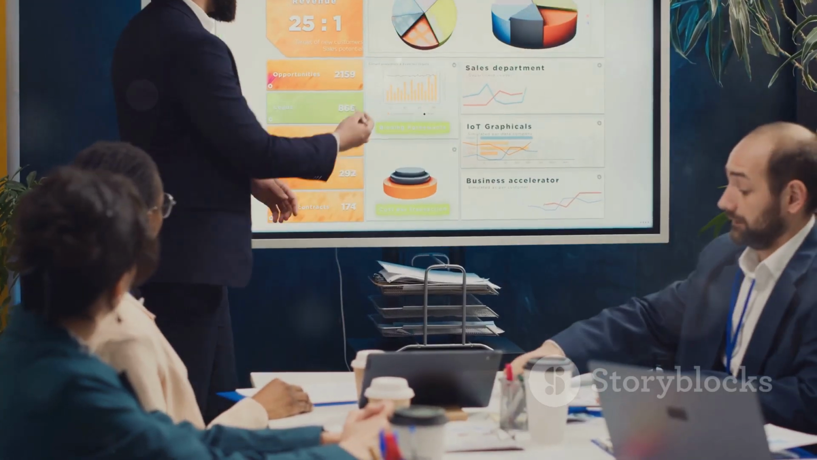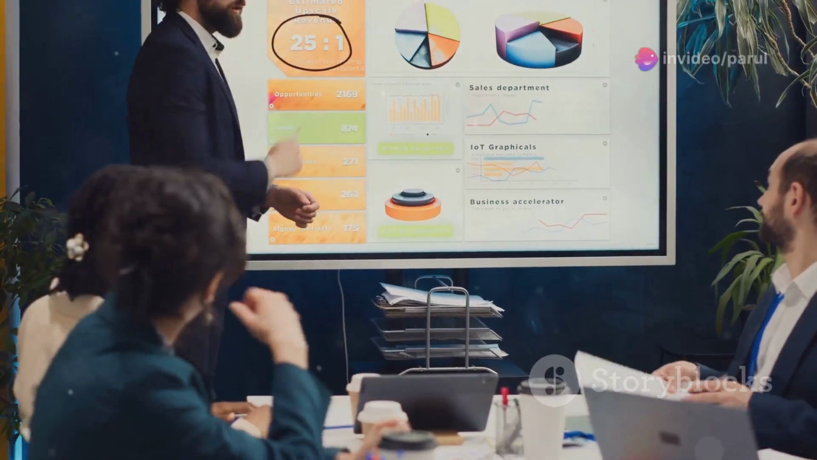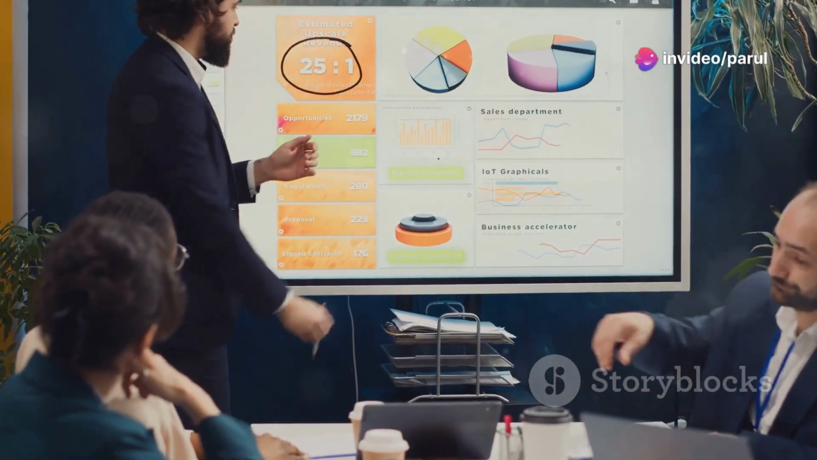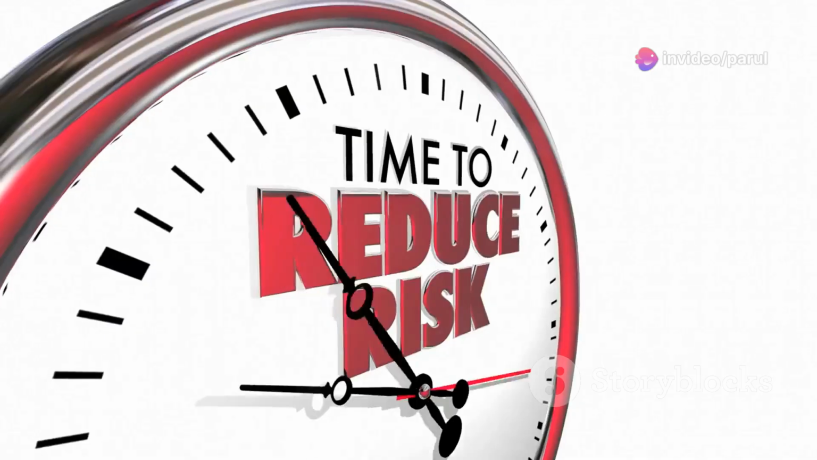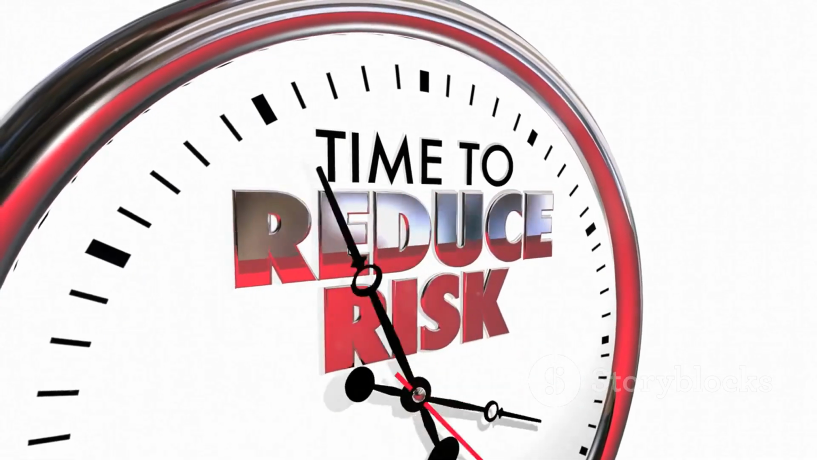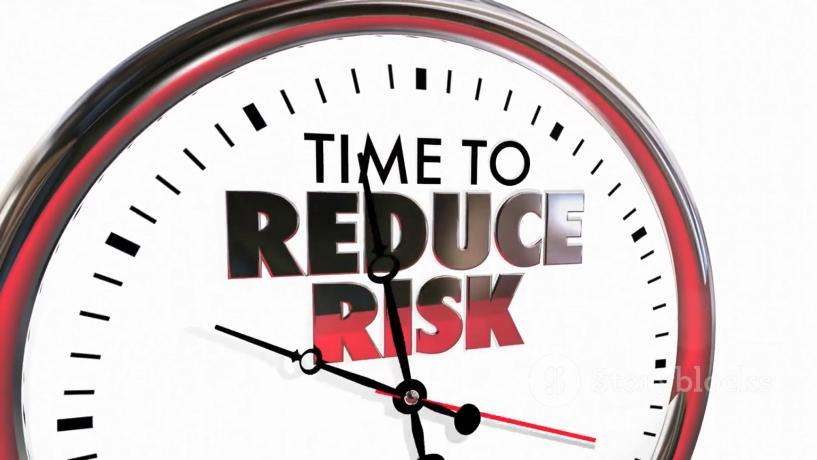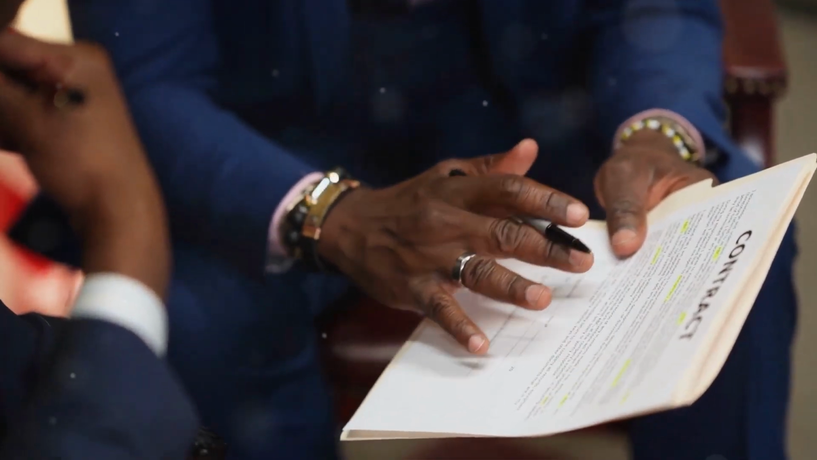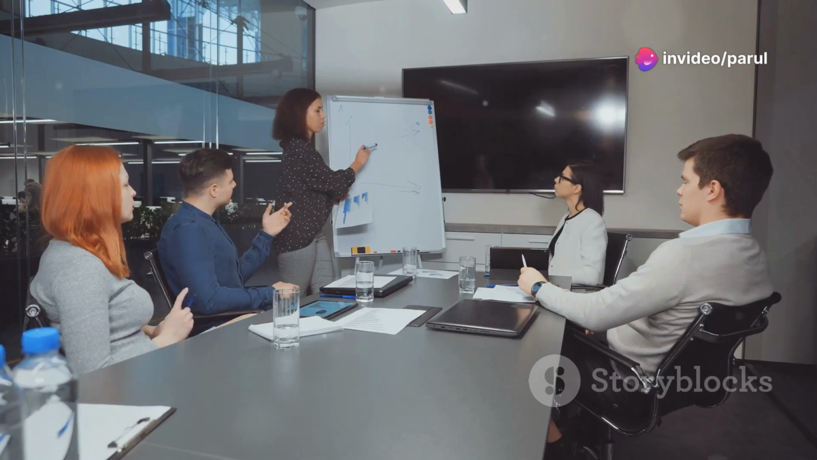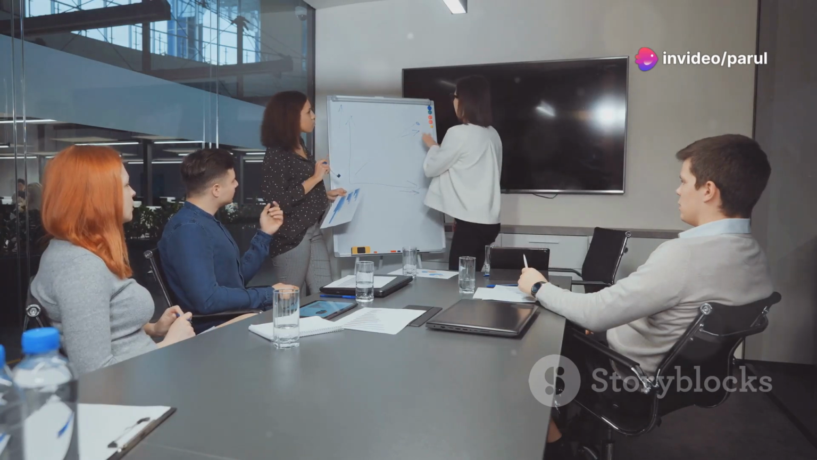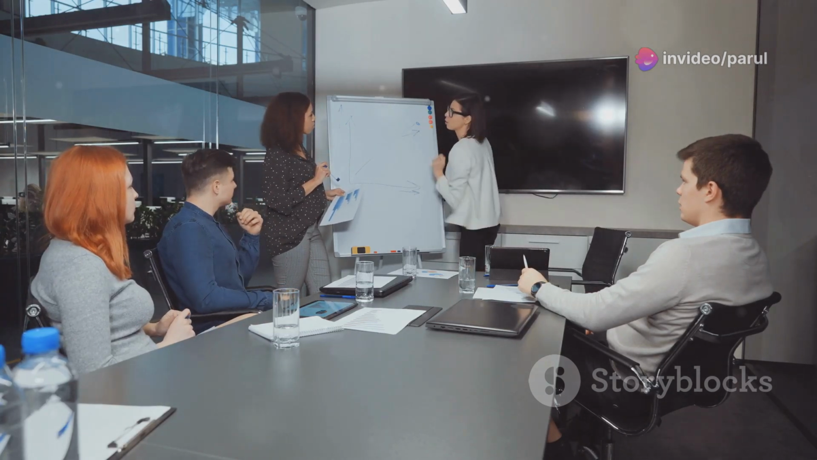There are 4 main strategies for responding to risk: avoidance, mitigation, transference, and acceptance. Avoidance is trying to eliminate the risk altogether. Mitigation involves taking steps to reduce the likelihood or impact of the risk. Transference means shifting the responsibility for managing the risk to a third party. Finally, acceptance means acknowledging the risk but choosing not to take any proactive action.